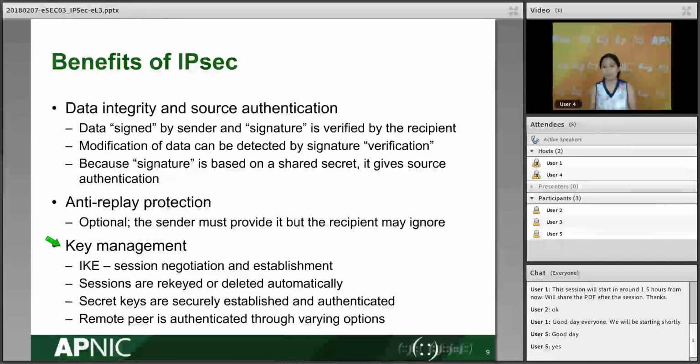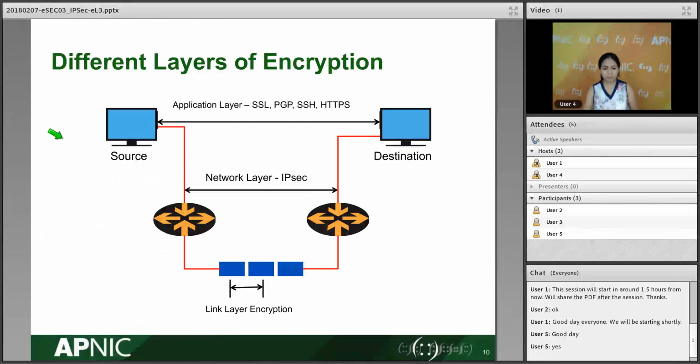Keys have to be continuously created and expired, so there needs to be proper key management, and IPsec does that pretty well. Just to be sure before moving forward, this is where we are with IPsec. The application layer is usually not affected most of the time, but all the work and configuration is done in between the routers in this diagram, so it is in the network layer. And everything beyond this link layer is now encrypted.